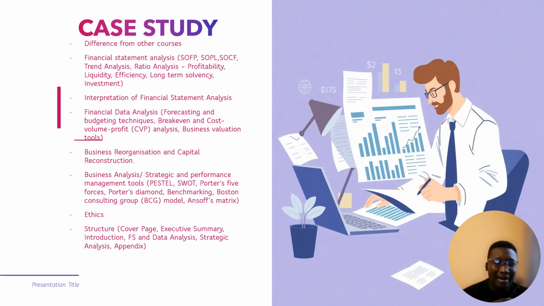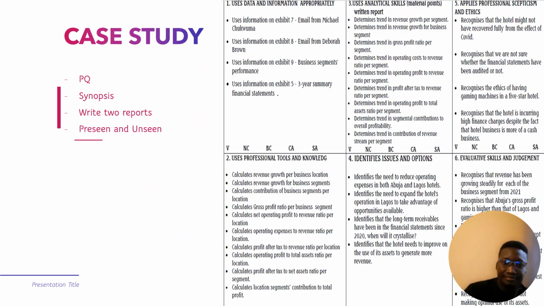We'll still do a proper video that will go through all this. Then you're going to have your FS analysis, most likely requirement one, or your data analysis. Then you have your strategic analysis, might be requirements. In my own May 2025 diet, they gave 4 requirements. So just be prepared, you understand. Then you have your appendix at the back where you've solved and calculated.